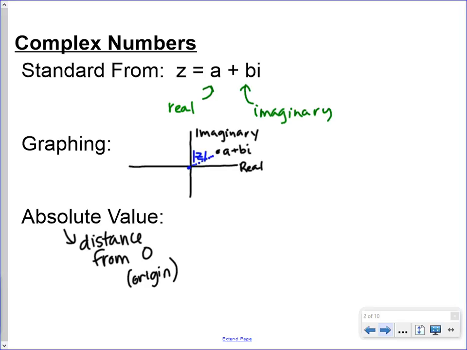Could we do Pythagorean theorem? I think yes. I love that you saw that right away, Dylan. This would create a right triangle. We would know we went A units on the real axis, we went B units on the imaginary axis. So we now know that the absolute value of that complex number is the square root of a squared plus b squared.